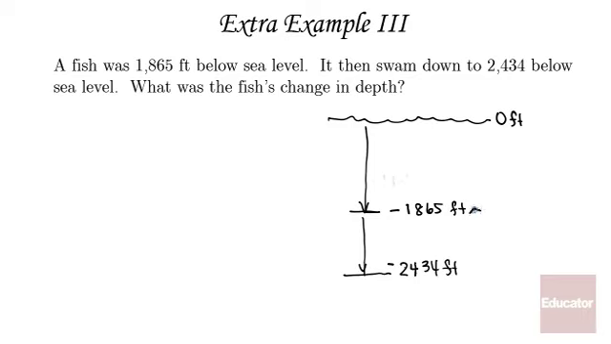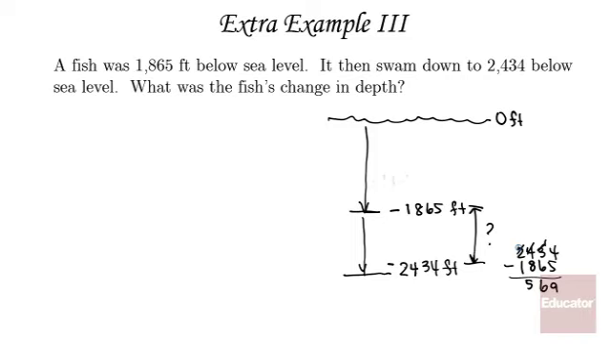So what is this change from where the fish first started swimming to where the fish ended up? Let's find how far down the fish went. So you're going to take 2,434, which is the fish's final resting place, and subtract where he started out. So 14 minus 5 is 9. We borrowed. 12 minus 6 is 6. We borrowed. 13 minus 8 is 5.